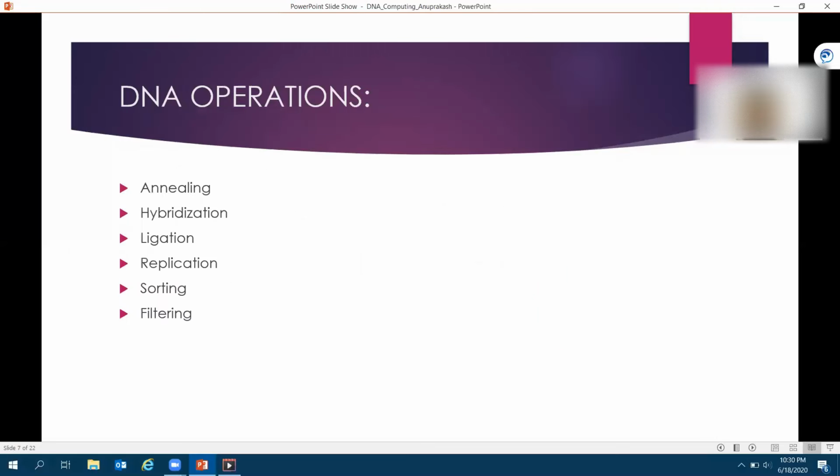Okay, now coming on to DNA operations. What are the operations that are performed in DNA? The first one is annealing. Double-stranded DNA is dissolved into single strands. This is called denaturing. Heating breaks the hydrogen bonds between complementary strands. The next one is hybridization. Hybridization is base pairing between two complementary single-strand molecules to form a double-stranded DNA molecule.